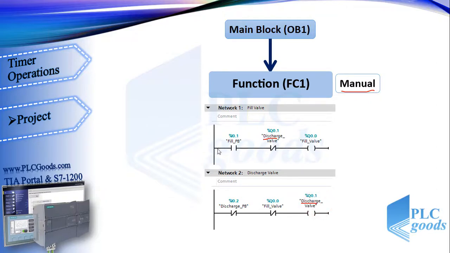Let's see how this program works. When the fill push button is pressed, the virtual power reaches this contact. If the discharge valve is off, this contact will pass the virtual power, so the fill valve will change to on. But if the discharge valve is on, it makes this contact change to open, so the virtual power won't reach the fill valve. For the same reason, I insert a normally closed contact of the fill valve in the second line.